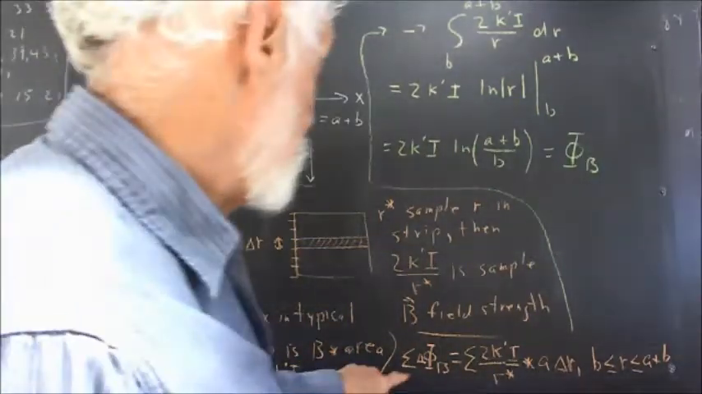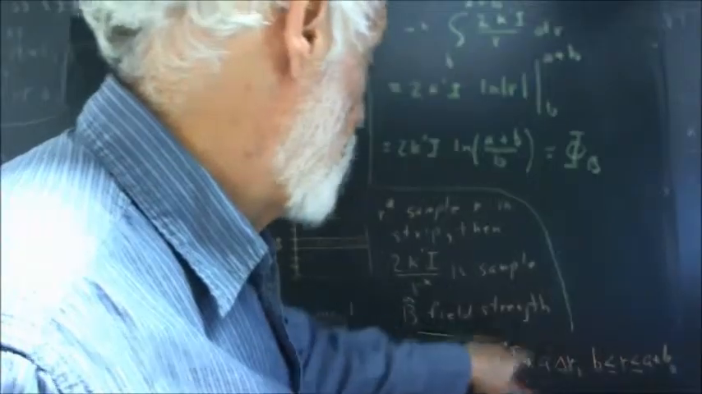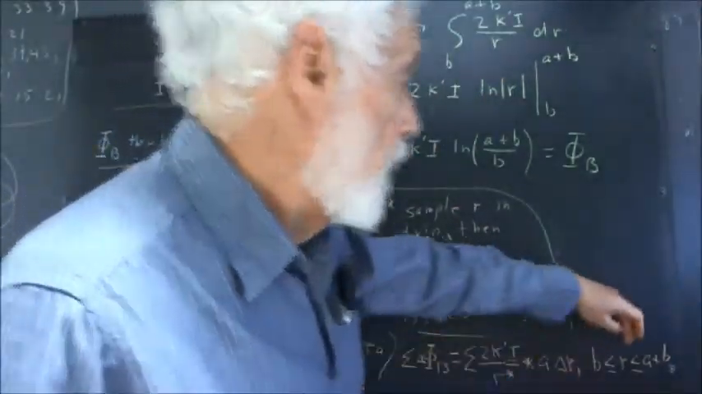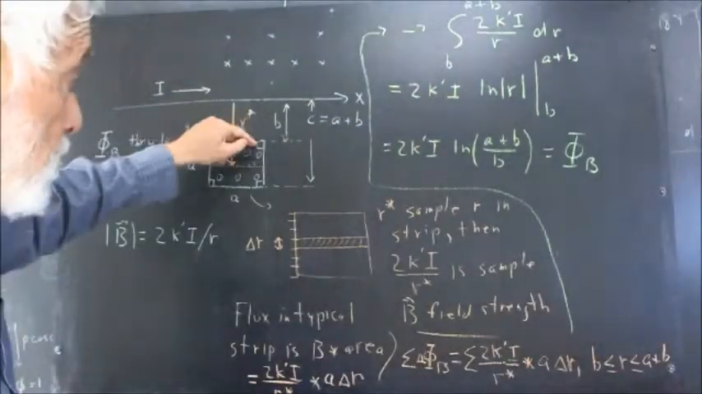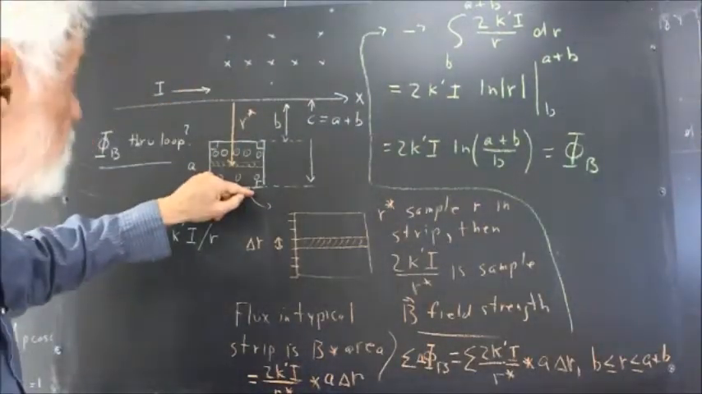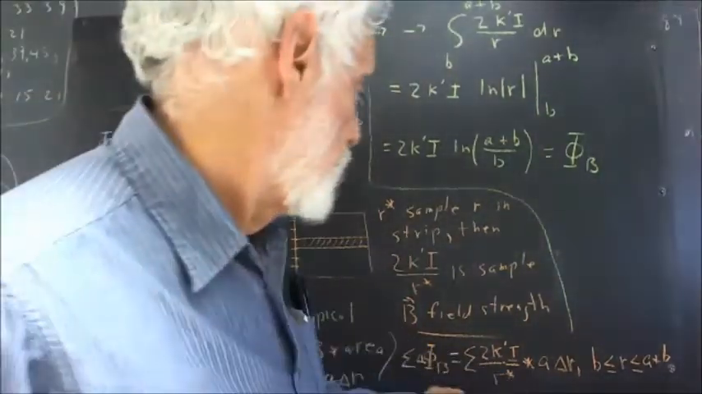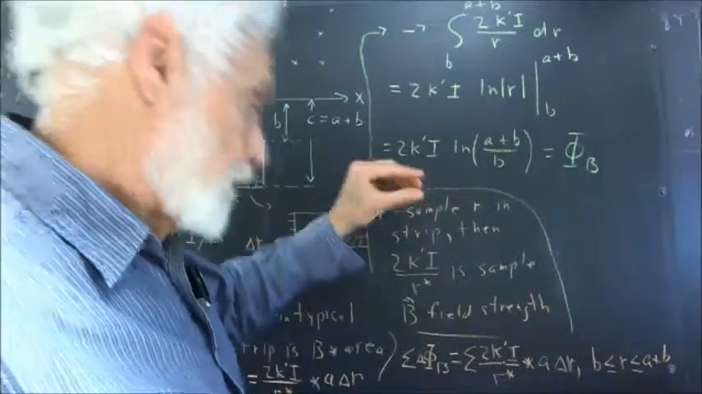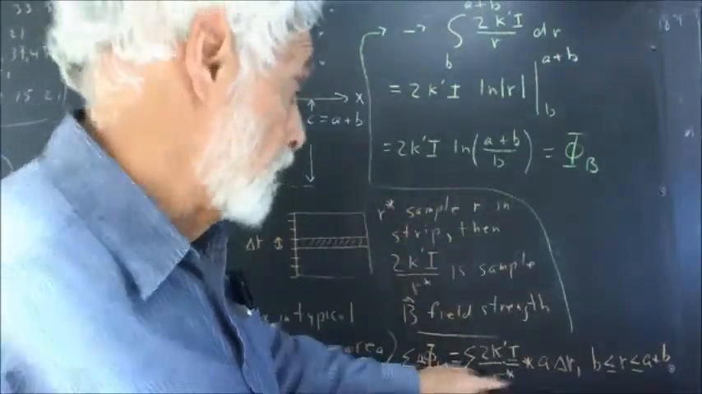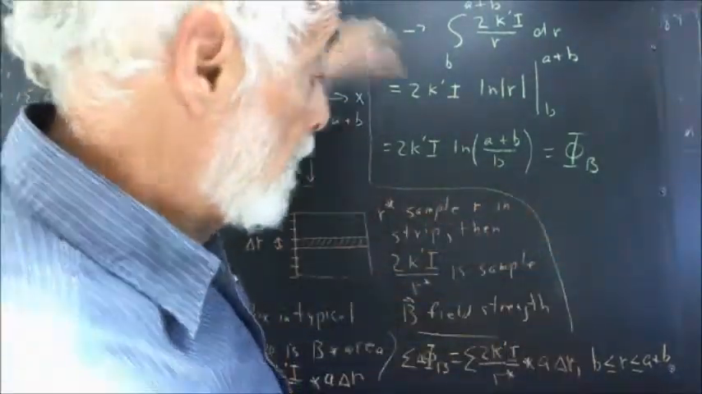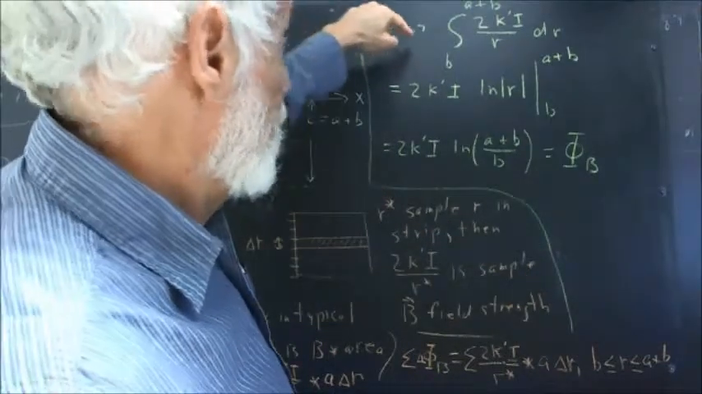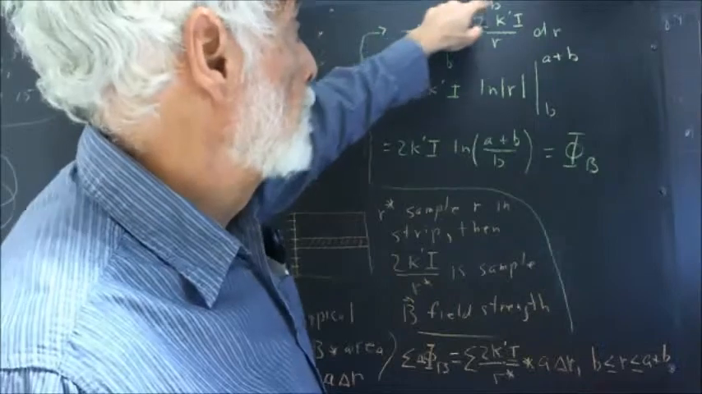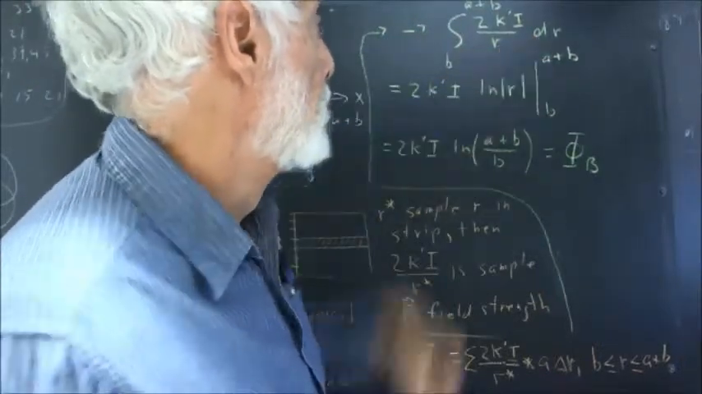The sum of those strips is going to be the sum of 2K prime I over R star multiplied by A delta R, R going from B to B plus A. That summation, as you shrink the delta R to 0, the R star gets squeezed down and just becomes an R, in a process that you should understand. But we come up here and we find that this sum approaches this integral from B to A plus B of 2K prime I over R dr.